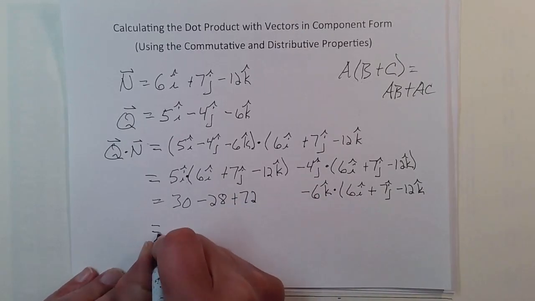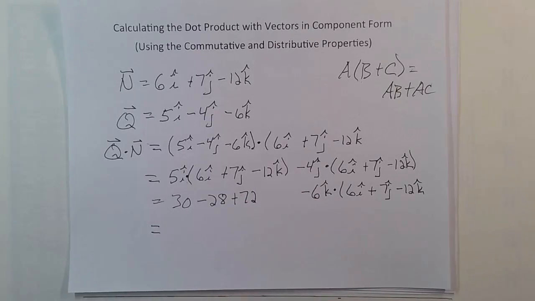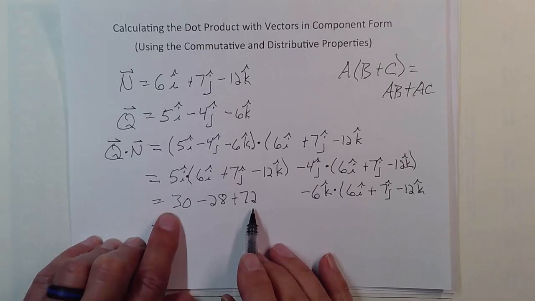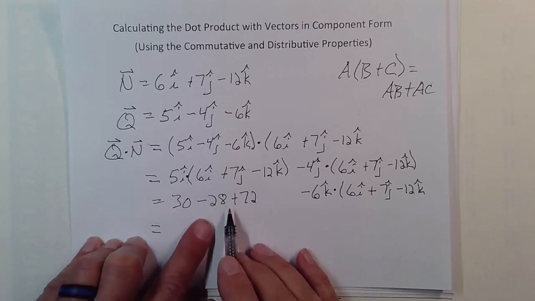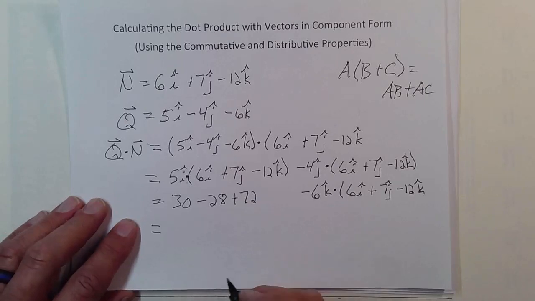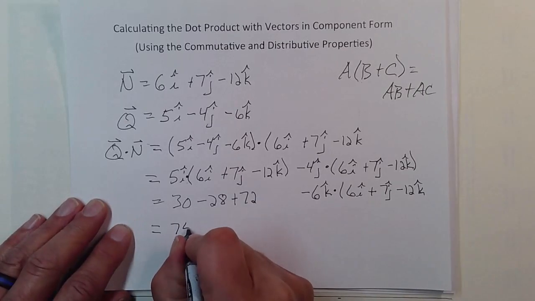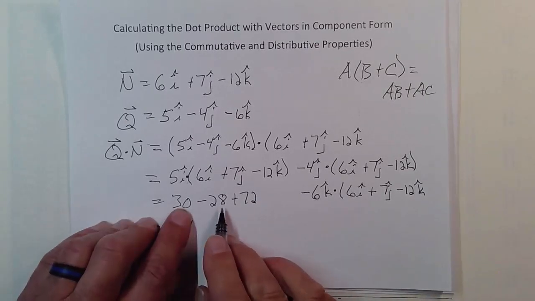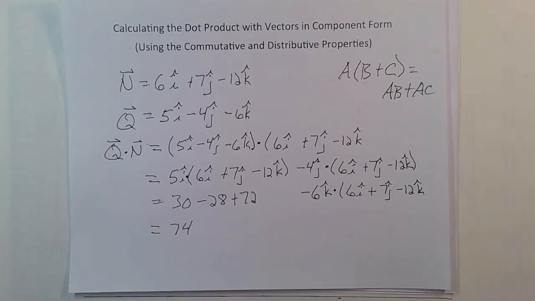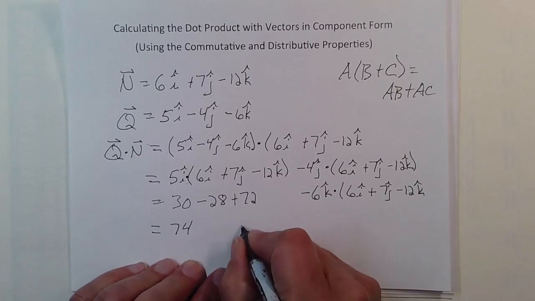So that complicated dot product that we just got here, 30 and 72, is 102 minus 28, which is going to be 74, I think. Oh, because 30 minus 28 is 2 plus 72 is 74. Okay, there's an easier way to do that. All right, in general, here's how it works.